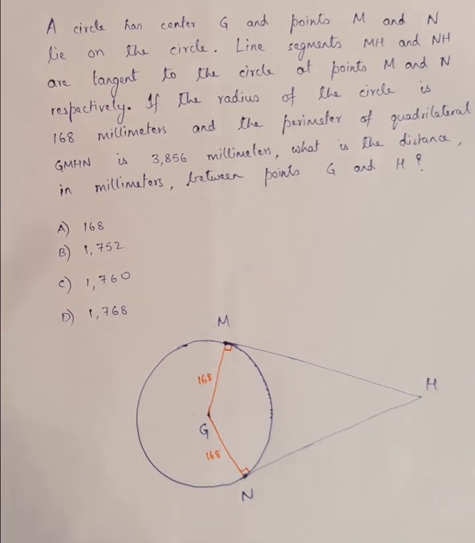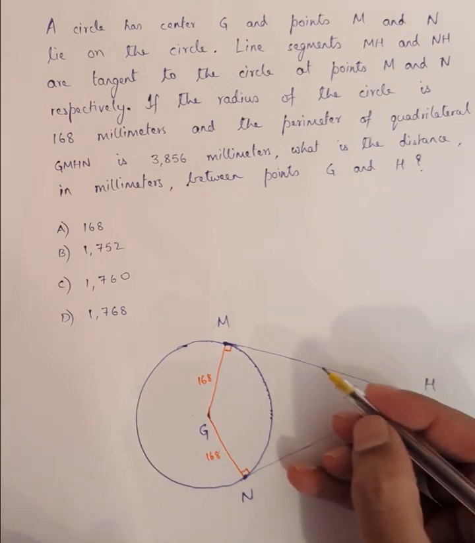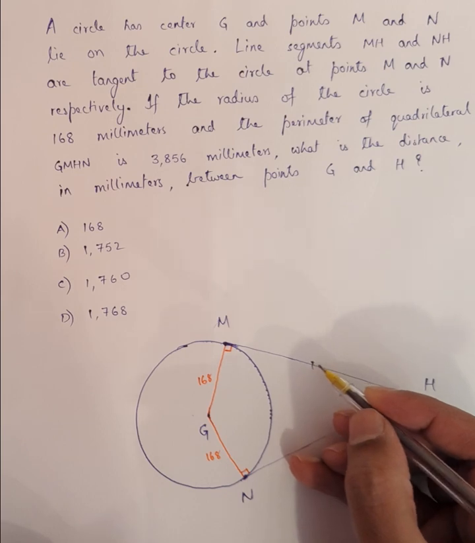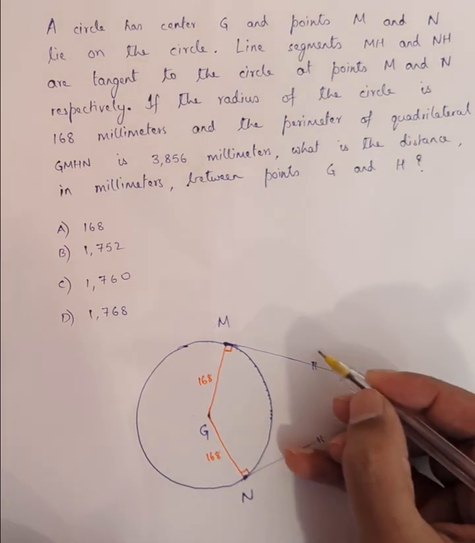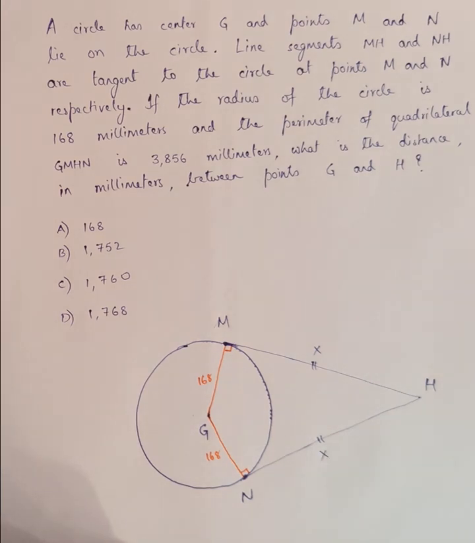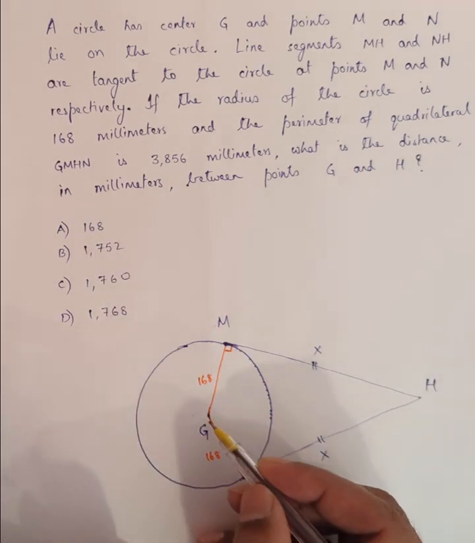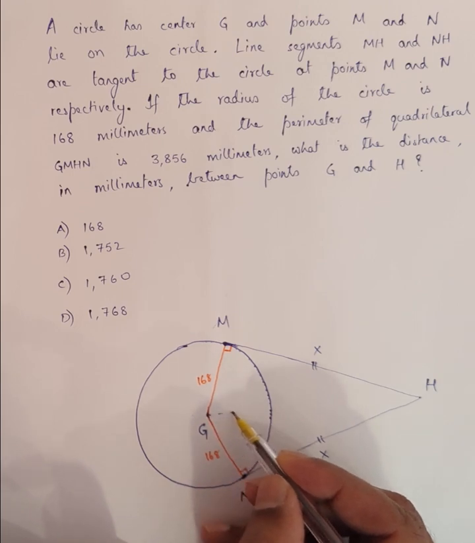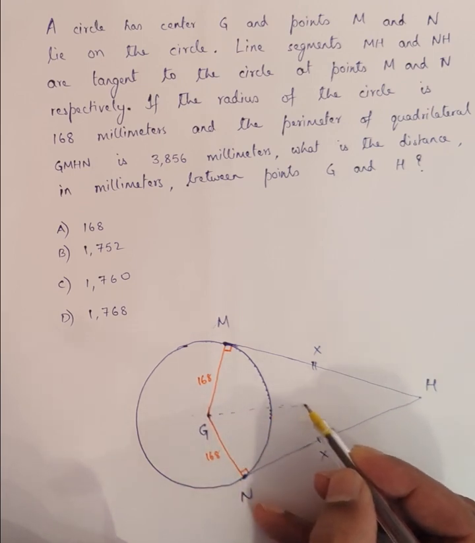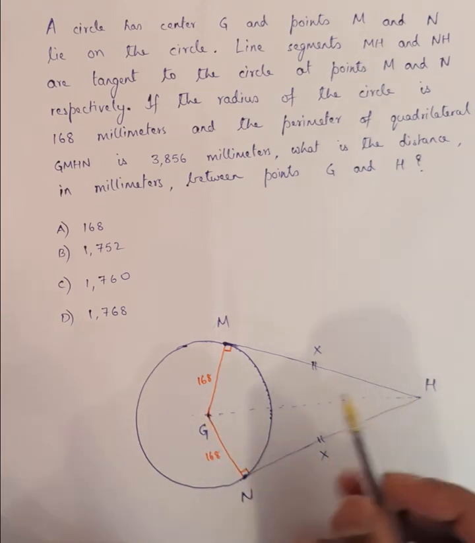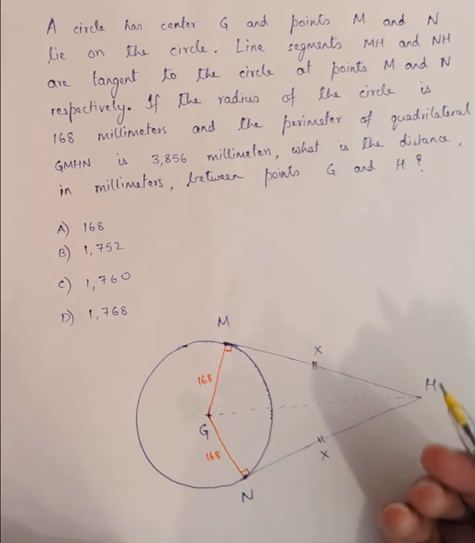GMHN is 3856. Now notice that the lengths of the tangents are equal. Now if you're not sure, refer to the geometry playlist. So these two segments are going to be equal. Let's call it X. And all we need to figure out now is the distance in millimeters between G and H. So it's really the length of the hypotenuse. So first we need to figure out X.